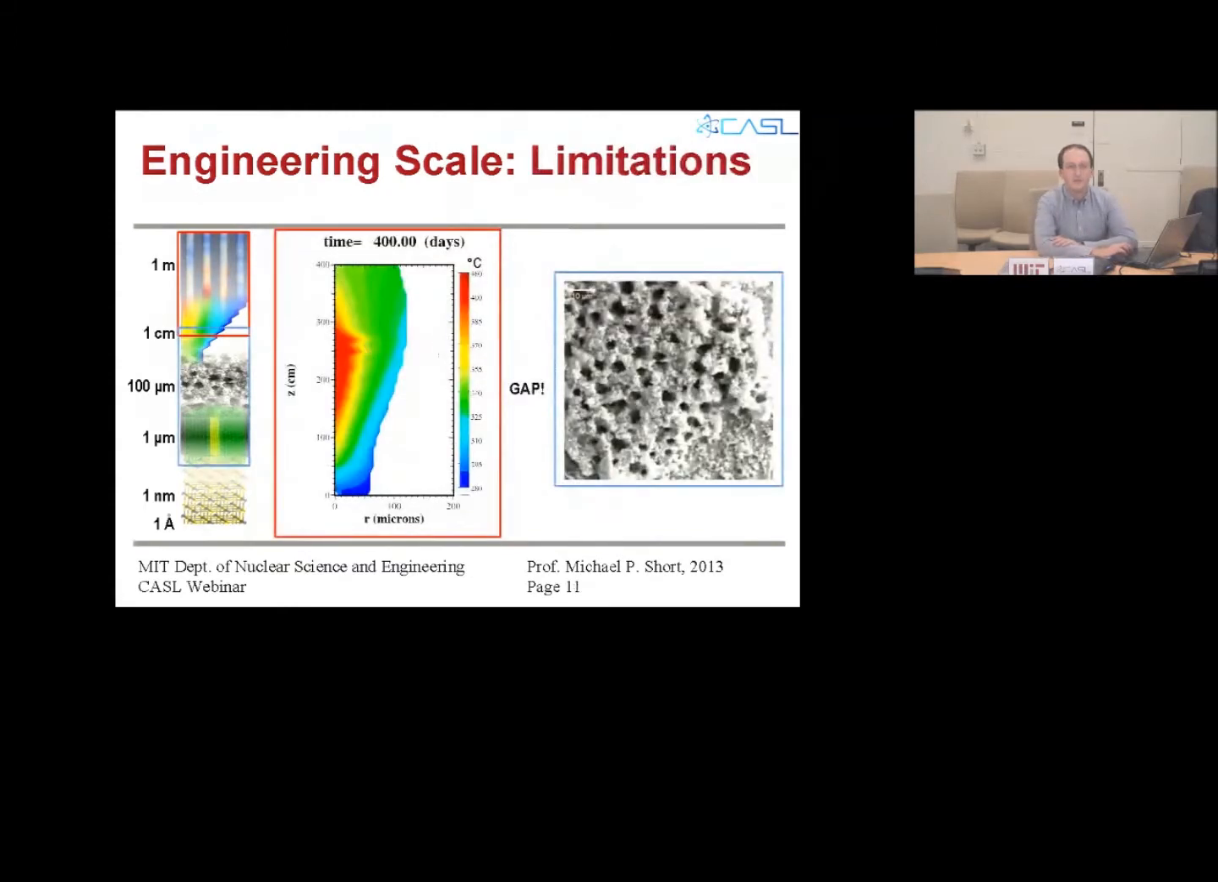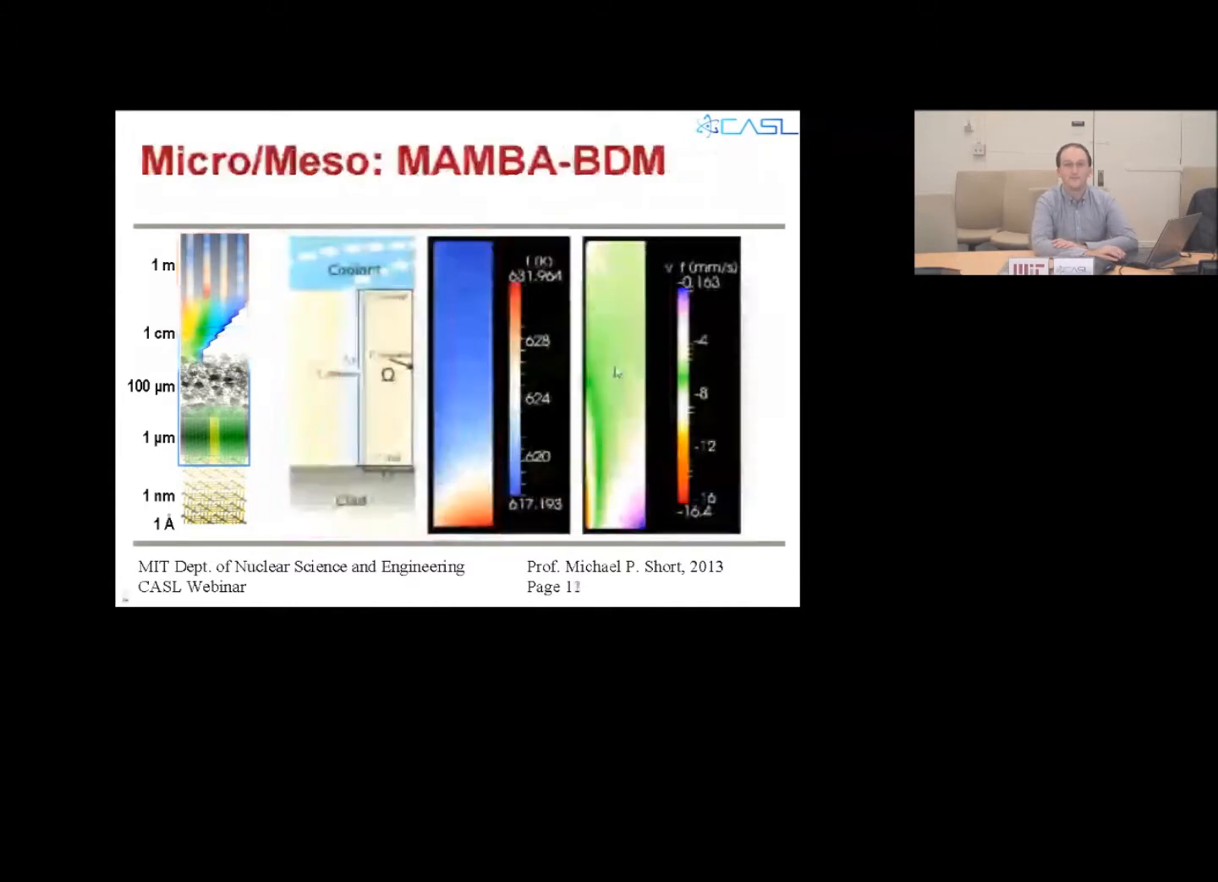There is sort of a gap between stuff going on at the centimeter level and stuff going on at the micron level. And that's where MAMBA-BDM comes in, and that's frankly the only part that I'm qualified to talk to you about as an expert, since I wrote it.